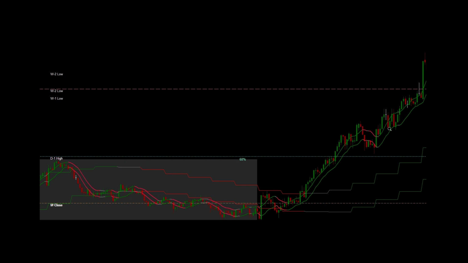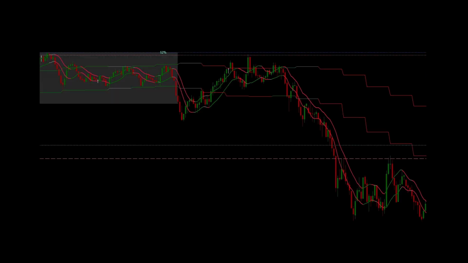Another example here, same thing. So visually speaking, we can pretty easily see what kind of conditions are favorable, at least in my case, to my style of trading, and what conditions to avoid.